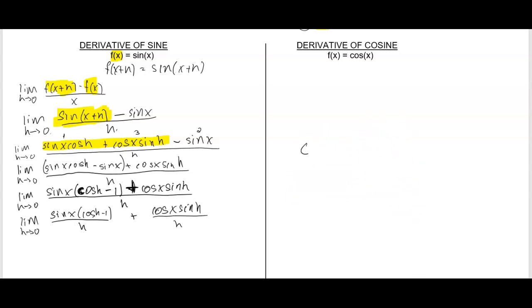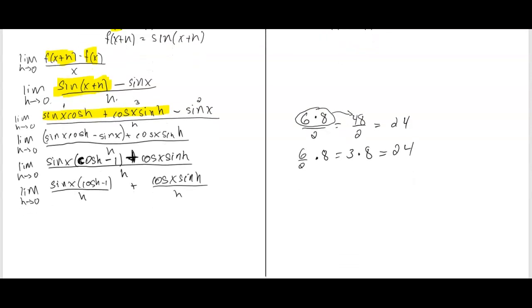Next thing, if I gave you this, 6 times 8 divided by 2, most people would say that's 48 divided by 2, and the answer is 24. That's correct. But we don't necessarily have to multiply these together first and get our 48. We could, if we want, do 6 divided by 2 first, get a 3, and then multiply that by 8. Still gives us 24. So with numbers, it's easier to see, but that's again what we're going to be doing over here.